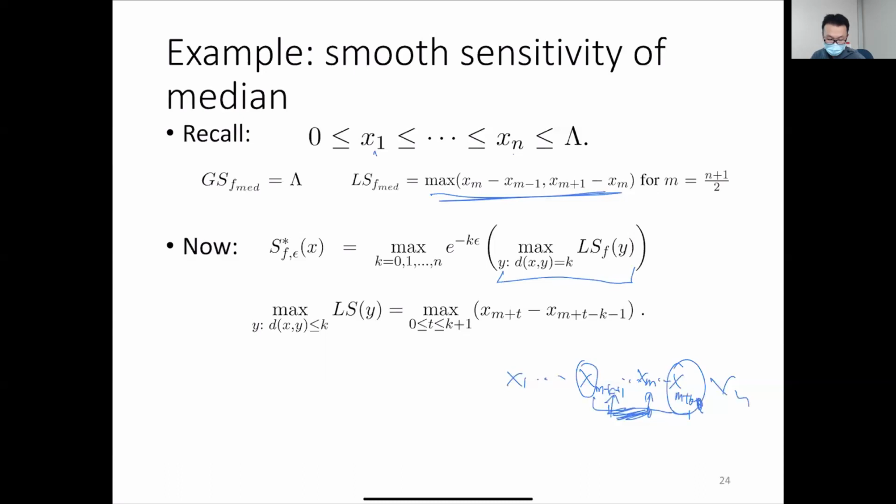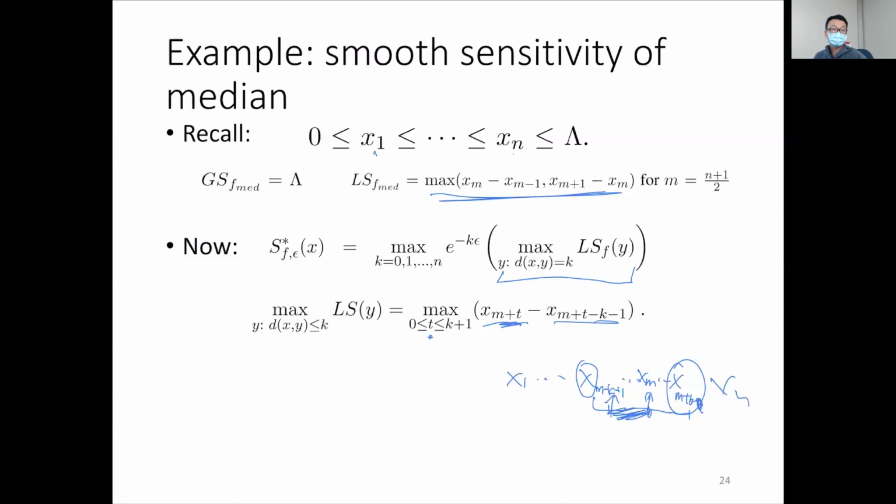Okay, so because of that, we can simply try searching for this t parameter and then find the contiguous sequence that gives us the largest possible jump between any 2 points that differ by k points. Because if that is the case, then we can modify this data set to achieve this local sensitivity with a data set that is at most k away from my current data set x.